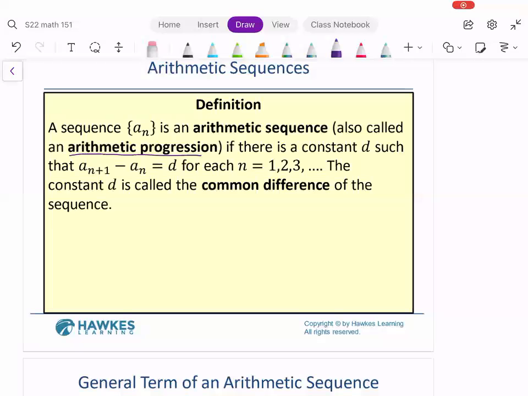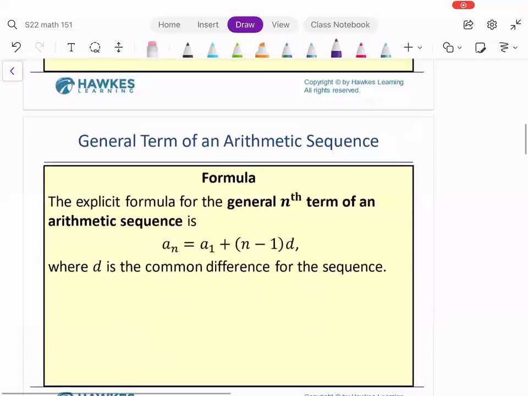So if we have three terms, say 3 is the first term and 5 is the second term and 7 is the third term, notice each time we're adding 2. So we can define those terms in the sequence using a general formula. Any term in the sequence, a general term, can be defined as the first term of the sequence plus n minus 1 times that common difference for the sequence.